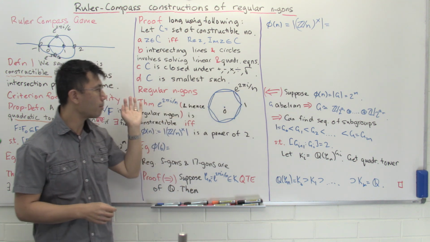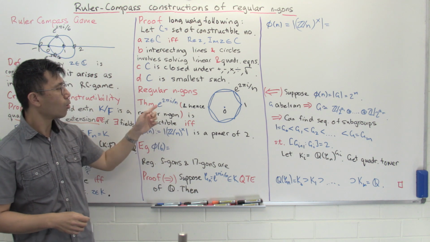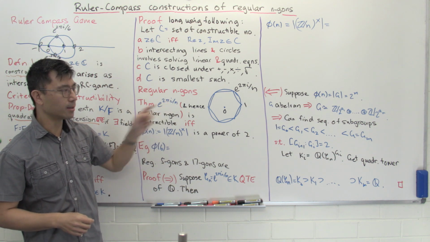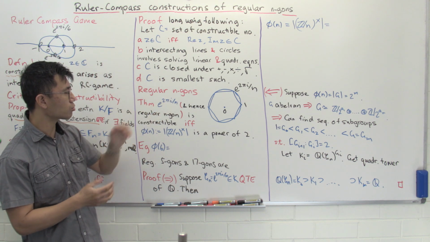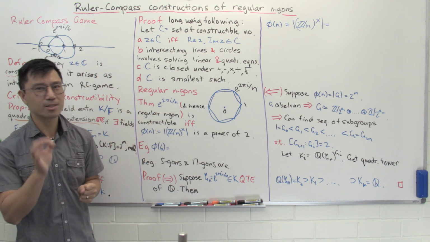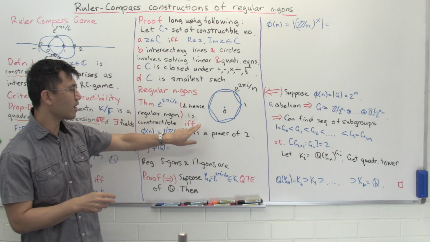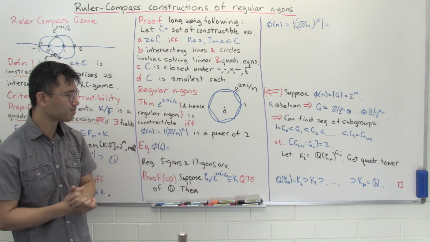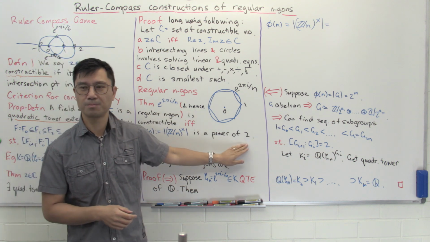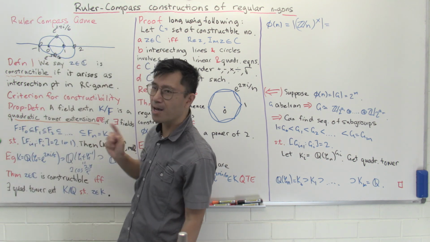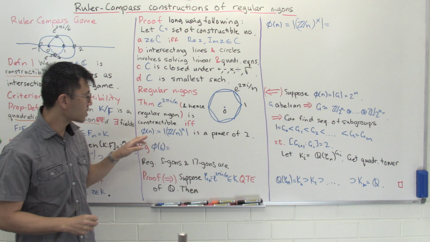So my theorem here is going to be talking about when is this e to the 2 pi i on n, and hence the regular n-gon, constructible. So when is this a constructible number? And the criterion is very, very simple. It's if and only if the Euler phi function of n is a power of 2, because power of 2 is what you see here. So what is this Euler phi function?